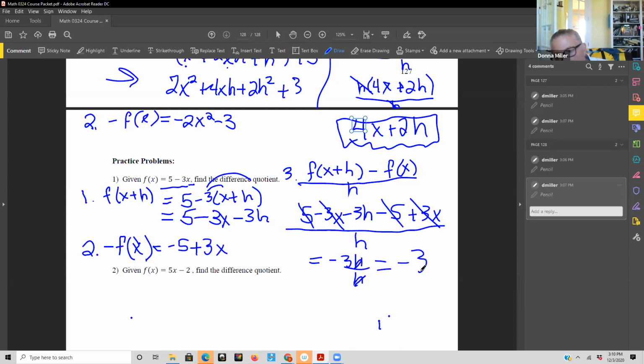All right. So you'll get a number for the difference quotient when you have a line. You'll notice this is just a line and it has a slope of negative 3. So looky there, you'll notice that the difference quotient for lines always comes out to the slope. So that's a quick check for you. When you're working through the difference quotient, you have a line, it should be the slope of the line. It will always come out to that.